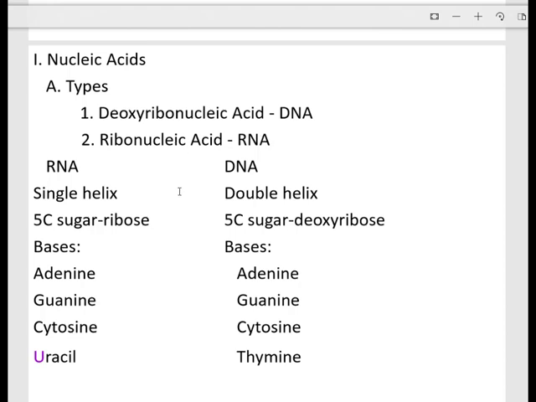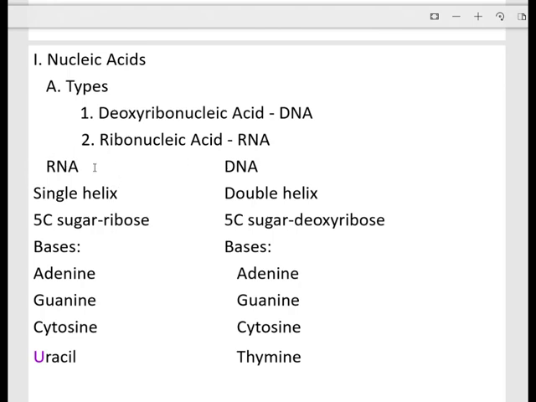For the test, you need to know the differences between RNA and DNA. First, the structure of RNA is called a single helix. The structure of DNA is called a double helix. DNA is a large molecule that cannot leave the nucleus.